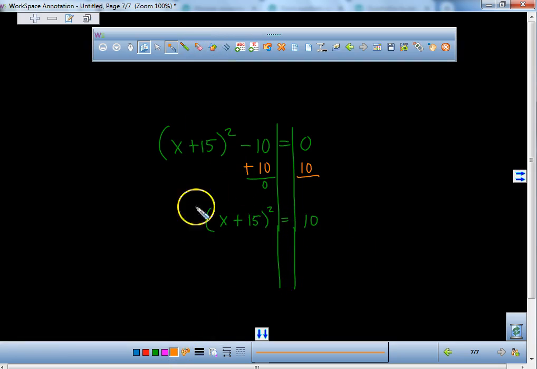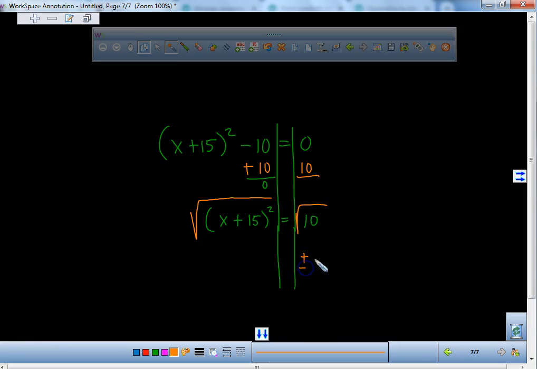Once you get this binomial by itself that's being squared, then and only then do I want you to take the square root of both sides. Now, underneath this square root of 10, just put plus or minus radical 10, because you can't simplify that. It's not a perfect square. Underneath this guy, just put x plus 15.